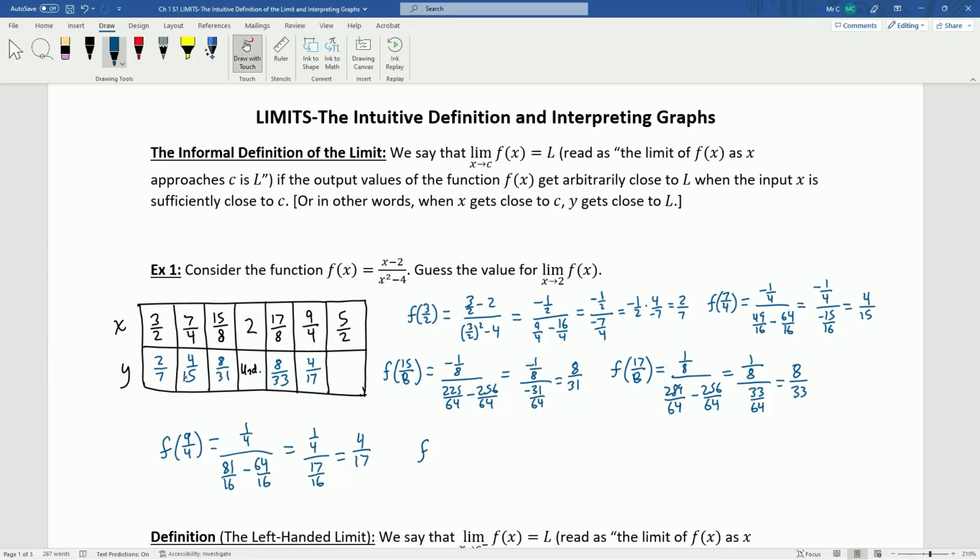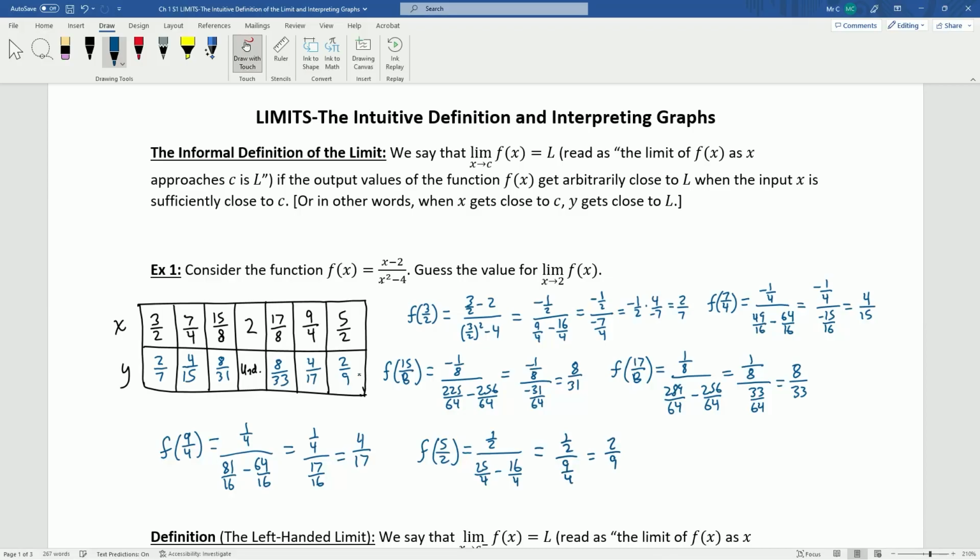I just realized I miscopied 4/15 from earlier. That's 4/5. Yeah, that should have been 4/15. Thought that didn't look right. Okay, last one. F of 5/2. All right, 5/2 minus 2 is 1/2 divided by 5/2 squared. That's 25/4 minus 4, which is 16/4. That's 1/2 divided by 9/4. Multiply by the reciprocal, and I get 2/9.